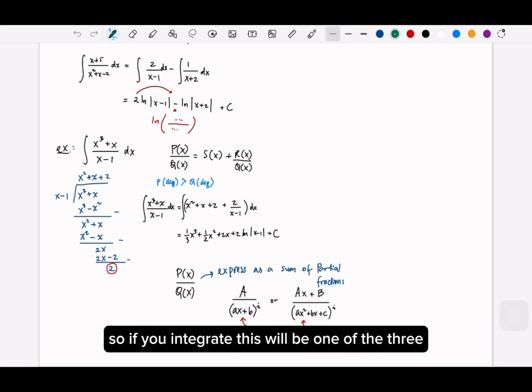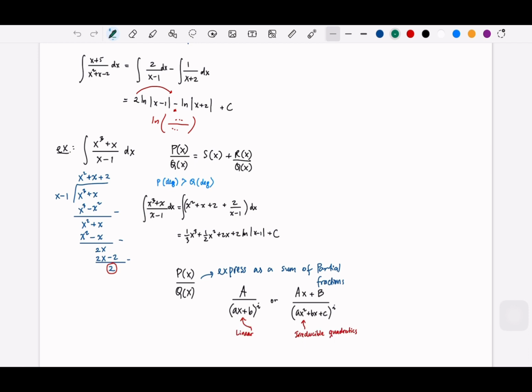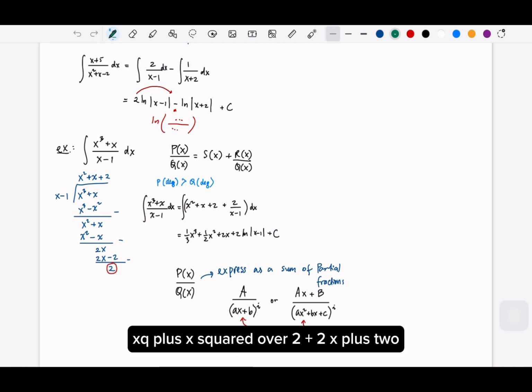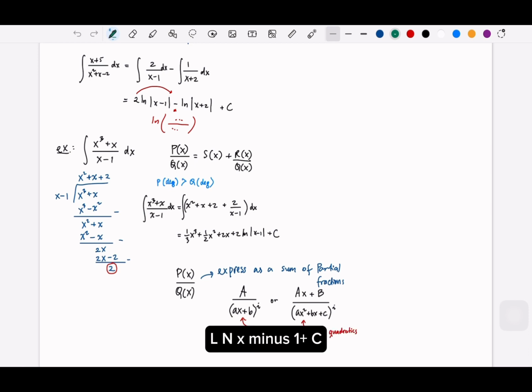So if you integrate, this will be 1 over 3 x cubed plus x squared over 2 plus 2x plus 2 ln of x minus 1 plus c.